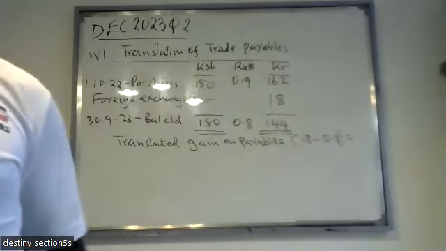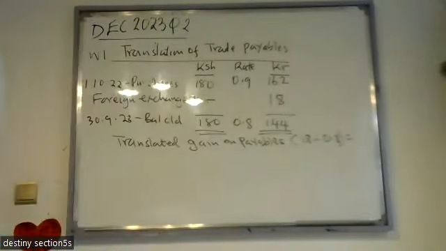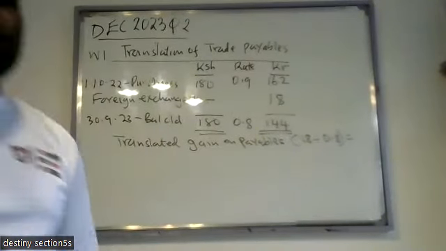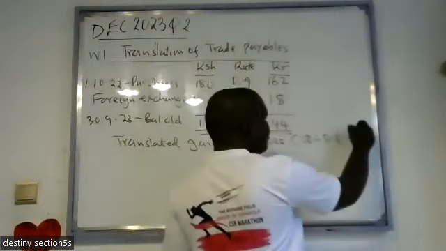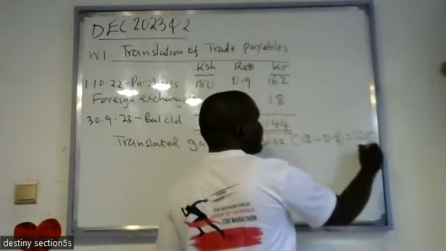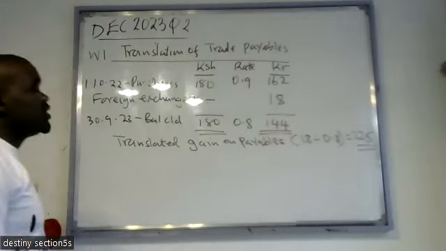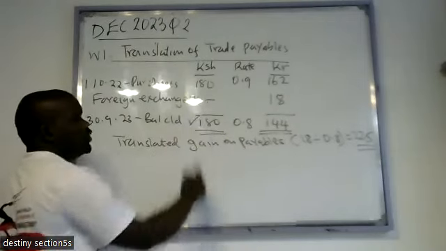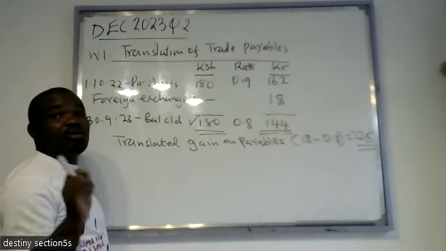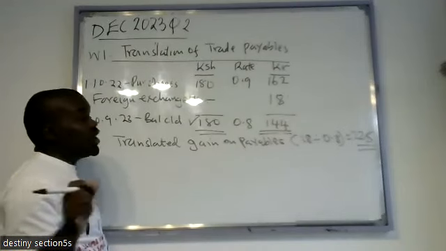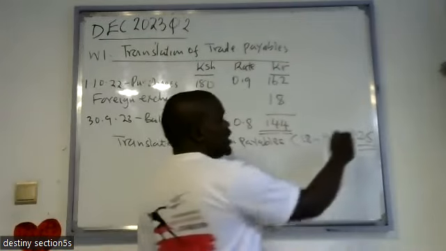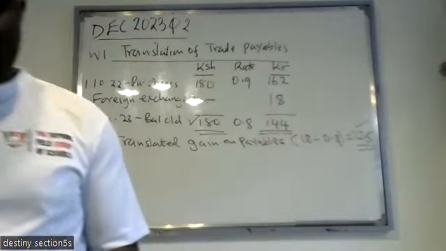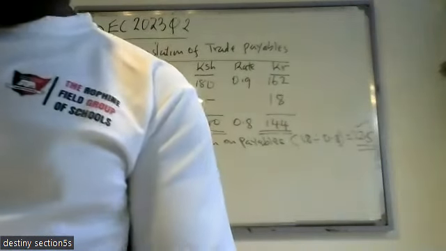So what will you get when you divide? When you divide by 0.8, what do you get? 22.5. So in the balance sheet, you will consider the 180 as intergroup payables, which you will subtract, but also you will consider this gain to reduce the overall payables. That is perfect.